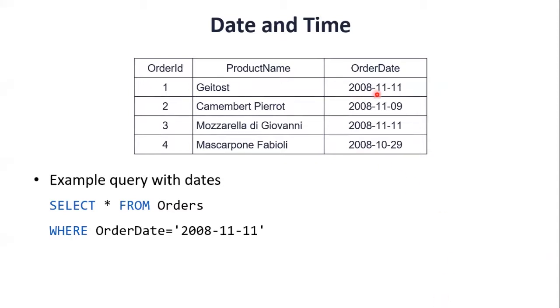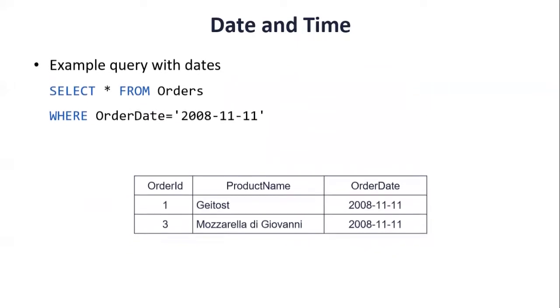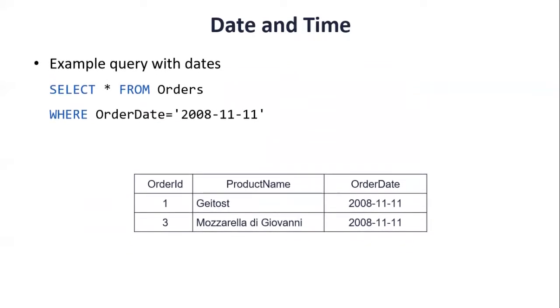As you can see, this is the format that we said the date column will store values in: year, month, date. If you want to find all the orders that were placed on a particular date, we can simply write a where clause where order date equals this particular date. Again, we have to remember to provide the date for the where condition in the exact format. When we execute this query, we should get this as the result: the two order records which were placed on this particular date.